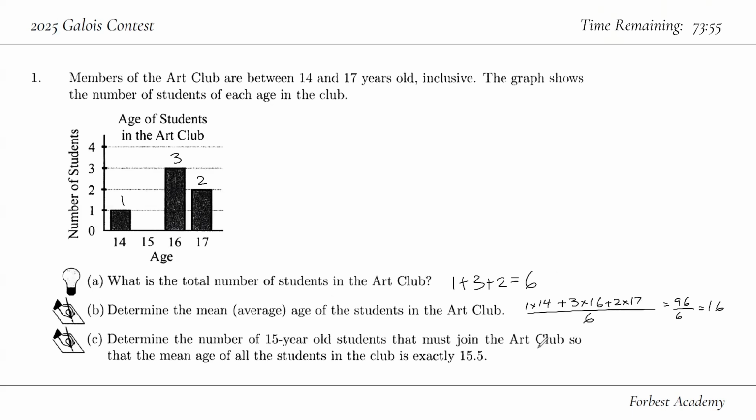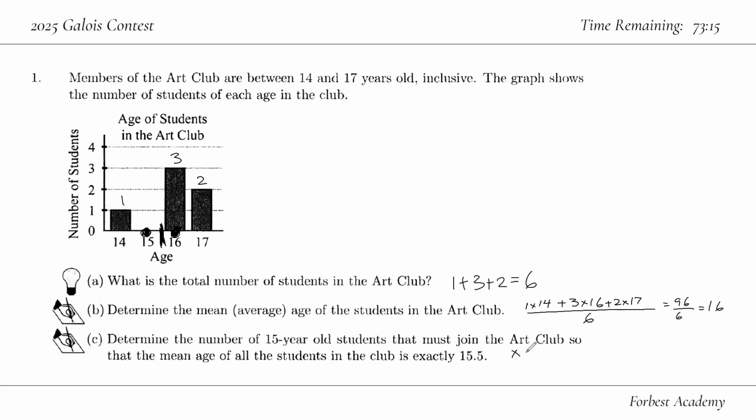Part C, we are being asked to determine the number of 15-year-old students that must join the art club so that the mean age of all the students in the club is exactly 15.5. Since the mean right now is 16 and we want 15-year-olds to join so that the mean sits at 15.5, which is halfway between 15 and 16, you would expect an equal number of 15-year-olds as the number of students currently averaging 16. So the answer should be 6, but let us prove it.